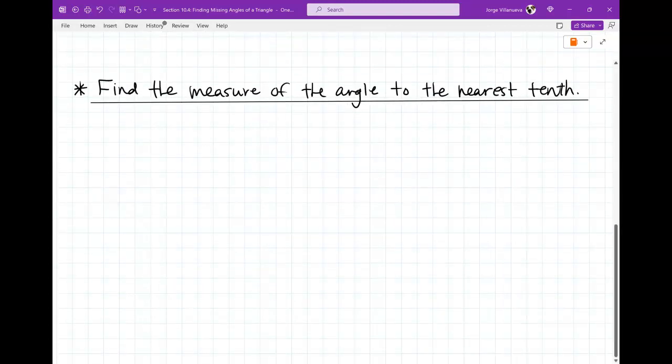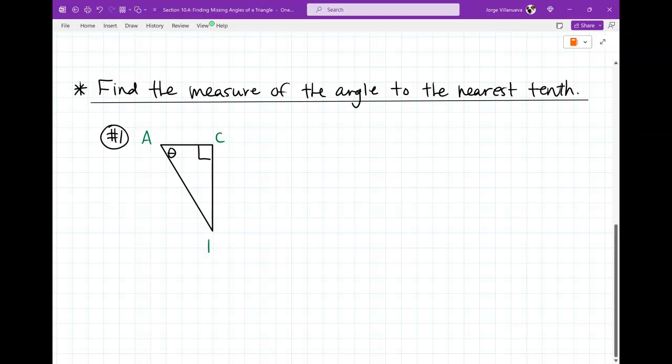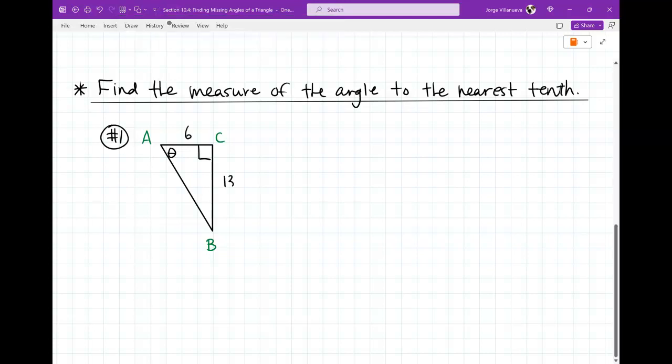I'm going to draw a picture for you here. Number one looks something like this. There's a 90-degree angle, here's theta, and we'll call the sides C, A, and B. And then on that triangle, they're going to give us a 6 and a 13.